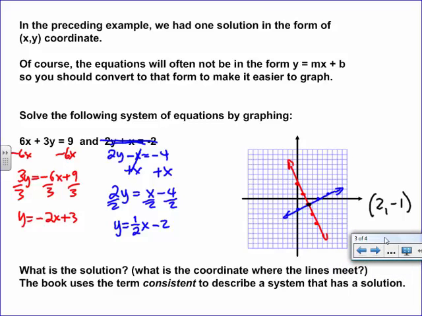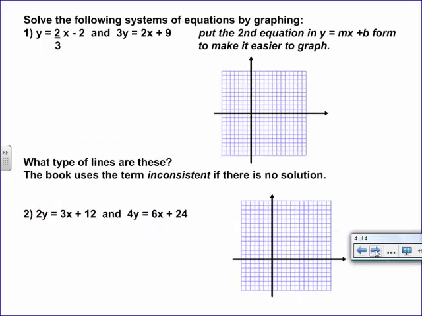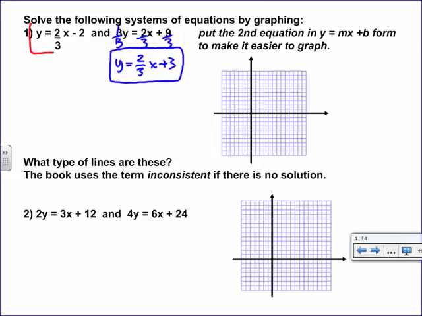Now in the book, whenever there is a solution, they use the term consistent. It simply means that the problem does have a solution. Now there will be some rare cases where it won't have a solution. Let's take a look at this next one. The first one's already in slope-intercept form. The next one, in one step, we'll put it into slope-intercept form. So that becomes y equals 2/3 x plus 3. So we have two equations to graph. That one and that one.